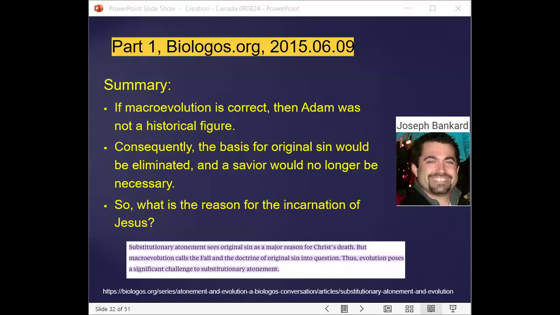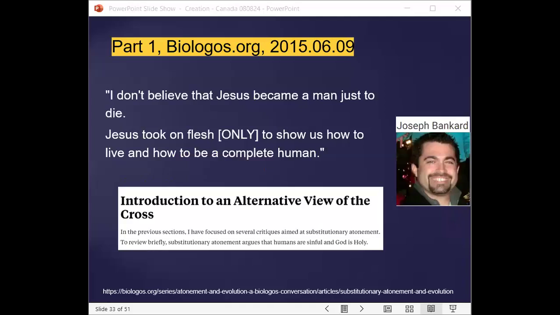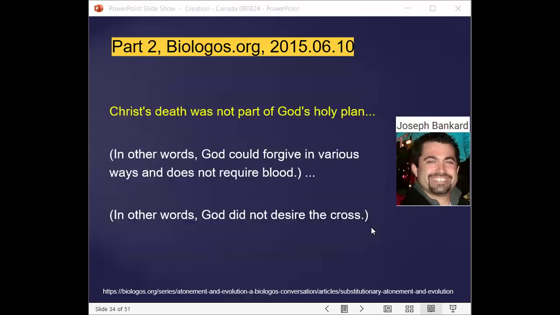And he asks the reason for the incarnation of Jesus. Can you believe it? He further goes on to introduce an alternative view of the cross. He does not believe that Jesus became a man just to die. He believes that Jesus took on flesh only to show us how to live and how to be a complete human. He concludes that Christ's death was not part of God's holy plan. In other words, God can forgive in various ways and does not require blood, which implies that God did not die on the cross. What do you think?